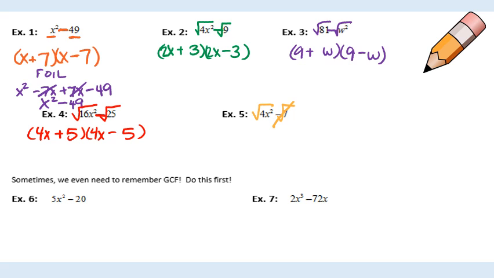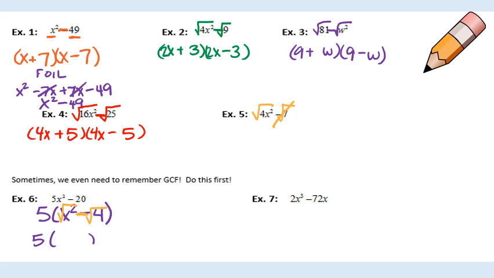Sometimes we need to remember to use GCF first. So for example, when I look at example 6, I cannot just square root 5 and square root 20. They are not perfect squares. But I can take out a GCF of 5. If I divide 5 out, I have x squared minus 4 remaining. Now, x squared is a perfect square, 4 is a perfect square, and I have a difference.